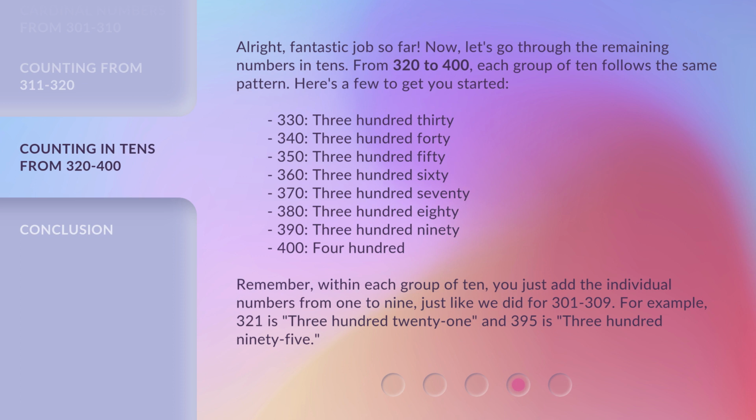For example, 321 is 321, and 395 is 395.